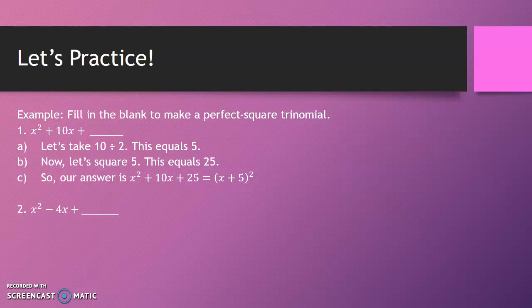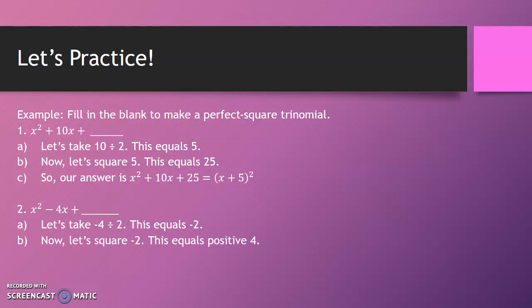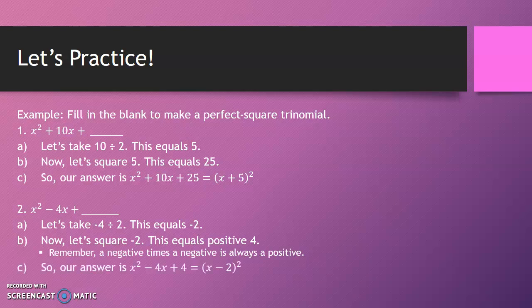Now if we look at this one, we have x squared minus 4x plus a blank. Don't let that minus sign make you think that this is going to be any different than the one that we just did. We're still going to take that negative 4, our b term, divided by 2. Now this time when we divide that, we get a negative 2. Now we're going to square negative 2. That equals positive 4. Remember, a negative times a negative is always going to equal a positive. So the answer is going to still be x squared minus 4x plus 4. The only difference when I rewrite this one as a perfect square trinomial is that now you guys should see that it says (x minus 2) squared, because when I took negative 4 divided by 2, I got negative 2.